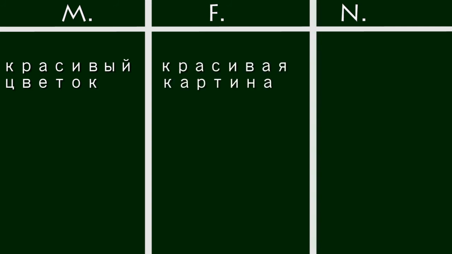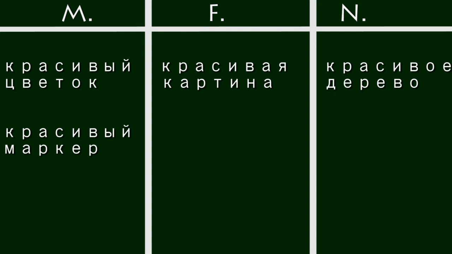Let's practice. I'm saying a noun, and you are adding the adjective красивый. Цветок. Красивый цветок. Картина. Красивая картина. Маркер. Красивый маркер. Дерево. Красивое дерево. Кошка. Красивая кошка. That's it.